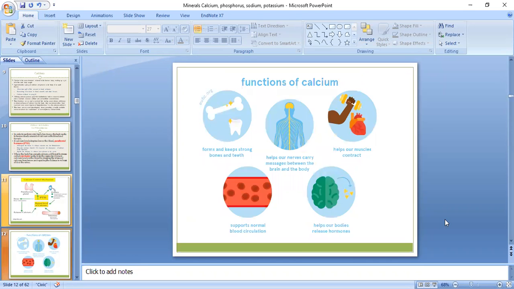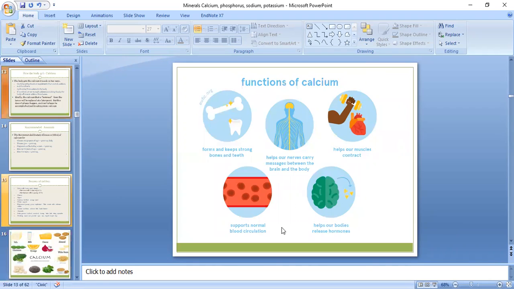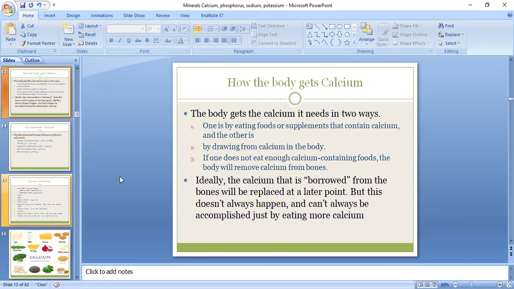Now the functions of calcium. The main function of calcium is to form and keep strong bones and teeth. The other functions are: it helps our nerves carry messages between the brain and the body, helps our muscles contract, and supports normal blood circulation. It has a major role in coagulation and helps our bodies to release hormones. Now how the body gets calcium.